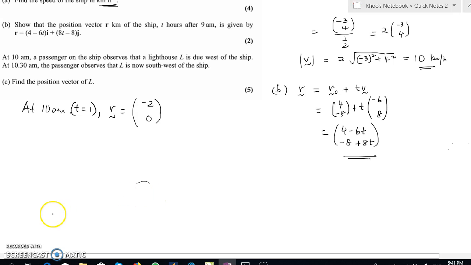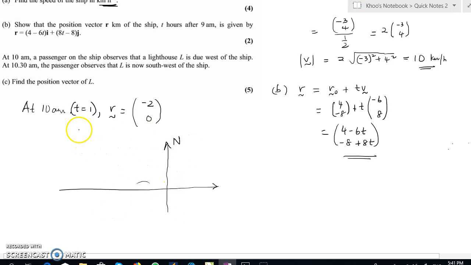So let's sketch the diagram. What we have is at 10 a.m. the ship observed the lighthouse due west of the ship. So if you draw, this is the east-west line, the east-west direction. This is the north-south direction.